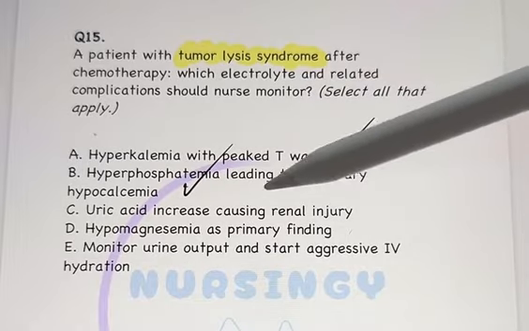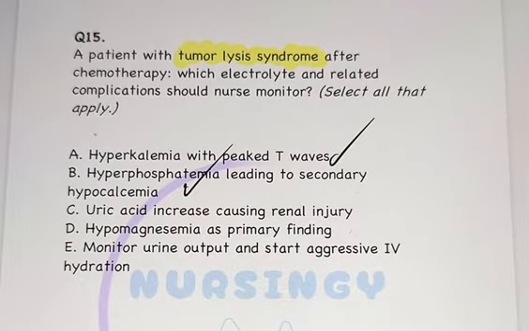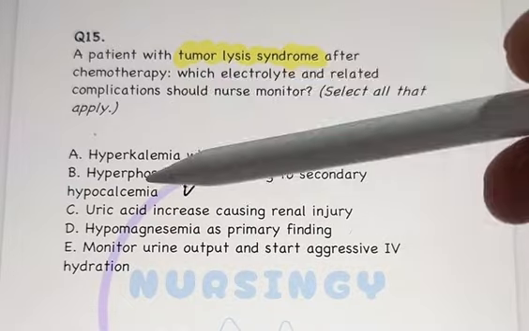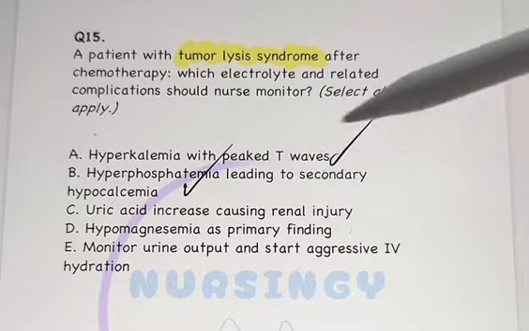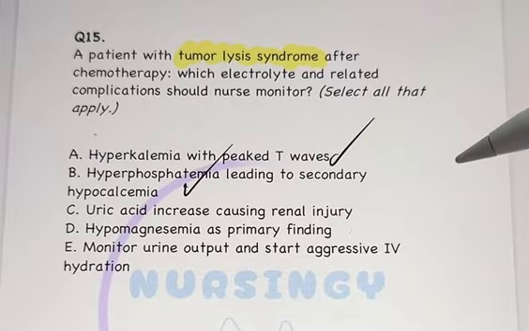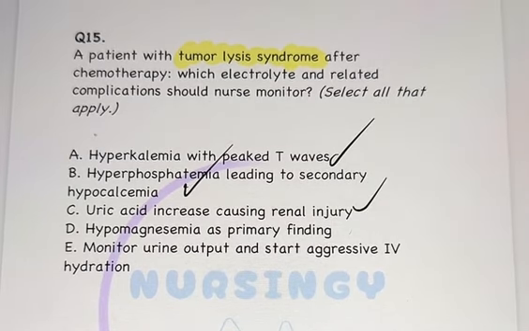Uric acid increase causing renal injury. Is C correct? What about C, guys? Yes, because uric acid comes from the nucleic acid in the lysed cell, and the kidney can't actually excrete it because it gets crystallized. So that's why C is correct. It will cause renal injury.